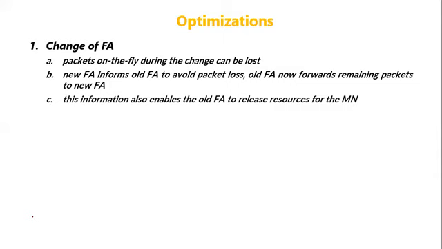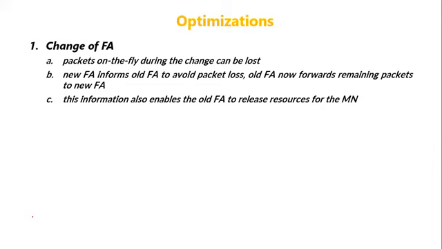Whenever the mobile node is changing from one foreign agent to another foreign agent, during that time, whatever packets were transmitted for the particular mobile node can get lost. There is a possibility. So to avoid that, the new FA always informs the old FA to avoid packet loss.